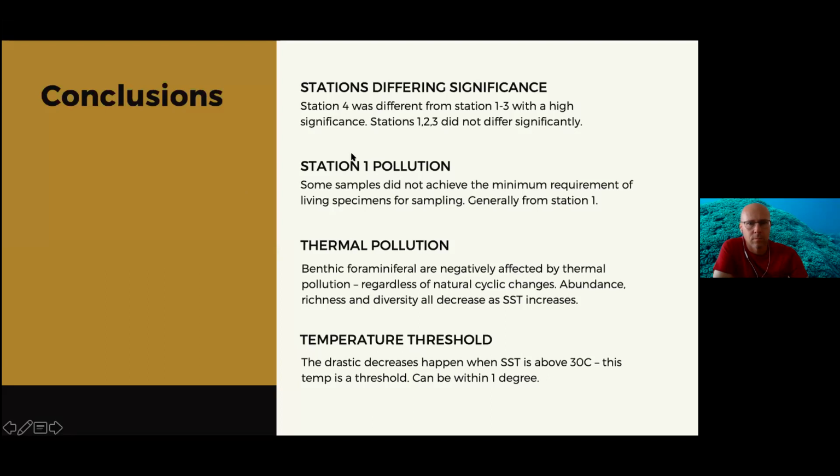In station 1, because of the pollution, some samples didn't even achieve the minimum requirement of amount of species, and they weren't able to sample them. This is in station number 1. The thermal pollution, as we said, has a very high and significant negative correlation to abundance. And the temperature threshold, as I mentioned, above 30 degrees Celsius, there's a drastic decrease in benthic foraminifera. So the threshold is even 1 degree.